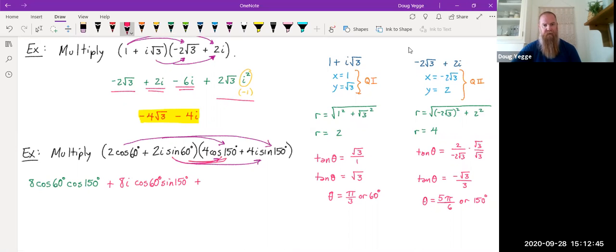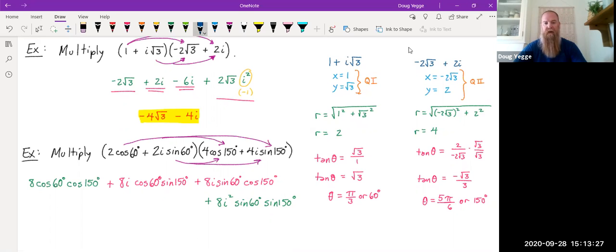So now we're multiplying these two numbers, which gives me 8i sine of 60 degrees, cosine of 150 degrees. And finally, when we multiply the last terms, we end up getting plus 8i squared times sine of 60 degrees and sine of 150 degrees. So we did the same distribution, and although this looks like it's a lot more complicated, I'd like to focus on doing a little bit more work here to try to simplify this.